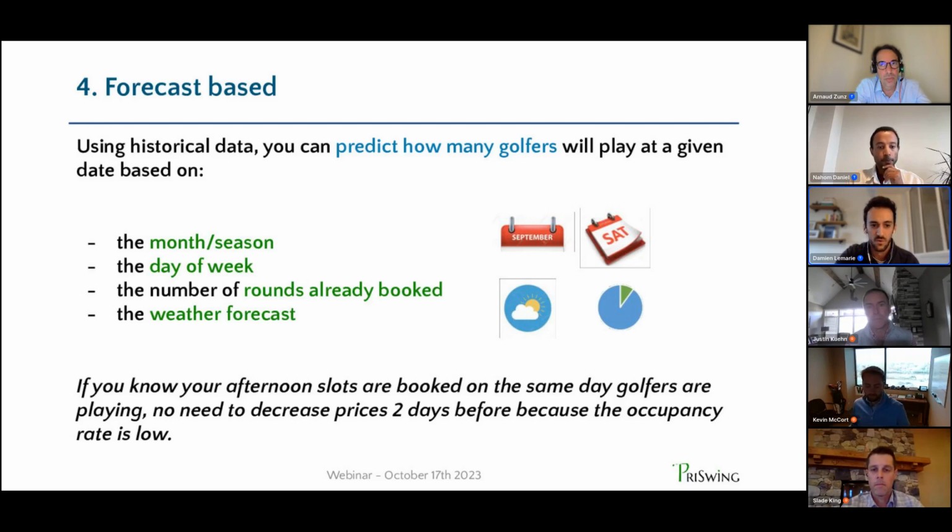For example, if you know that your afternoon slots are always booked on the same day people are playing, and your occupancy rate is very low 2 days before, it's okay. It's no big deal, because you know people will come later, so you don't need to decrease the price.